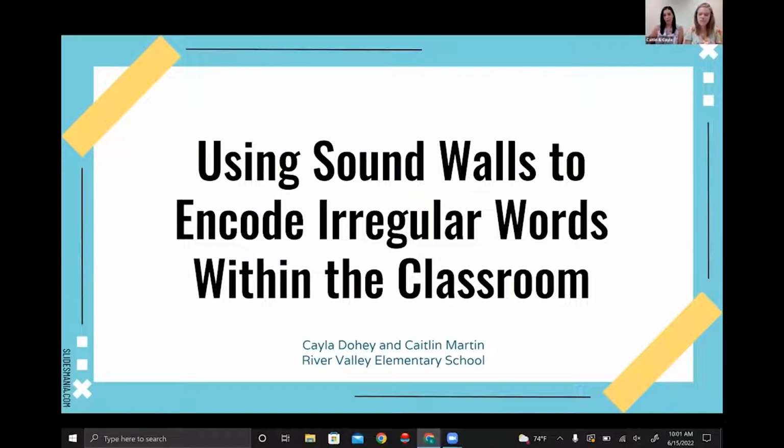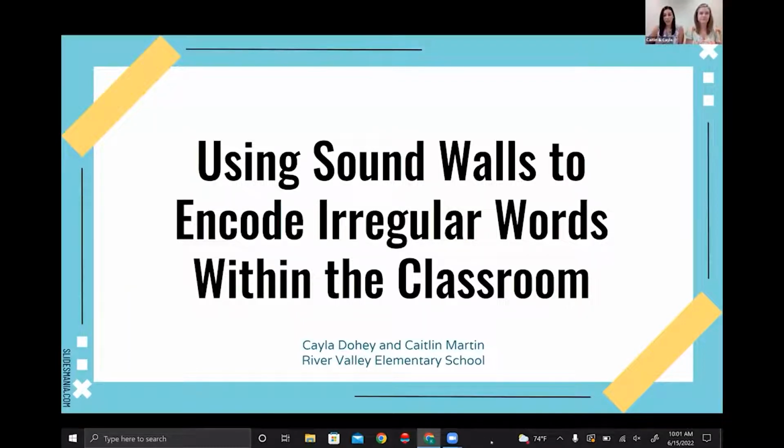We are going to be using sound walls to encode irregular words within the classroom. And we hope that this information in our presentation helps you to build instructional strategies within your own classroom. We've been using these with our students, and we've seen considerable growth using these strategies in our classroom.